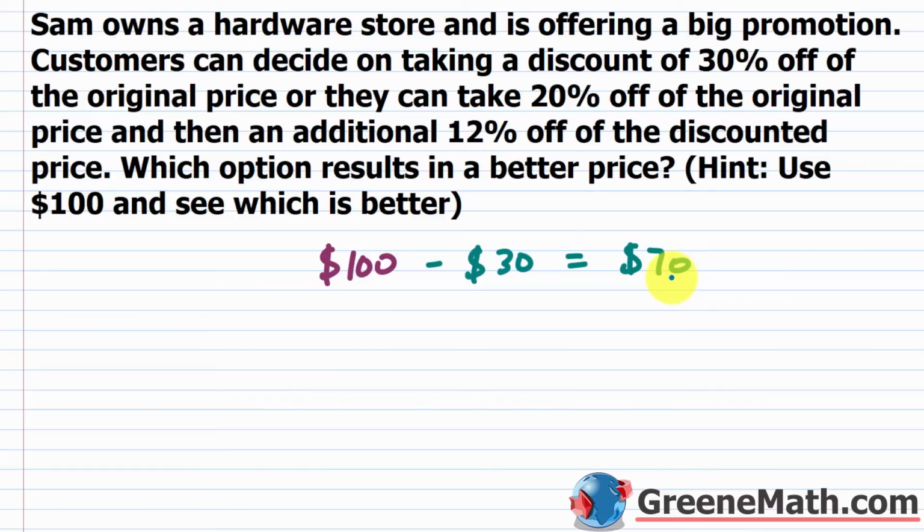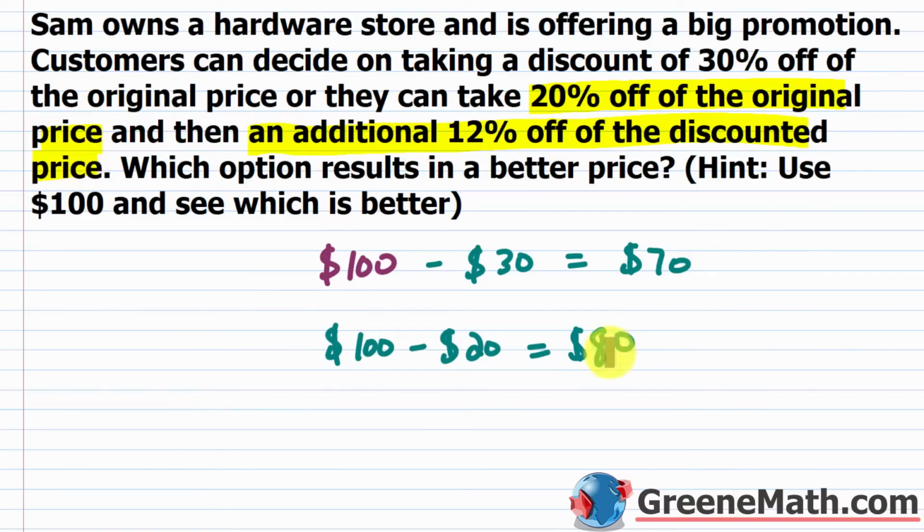That's very straightforward. With the second scenario, it's a little bit more tricky because you have 2 calculations to make. The first calculation, and it says it specifically right here, they're going to take 20% off of the original price. So what is 20% of 100? That's going to be 0.2 times 100, or 20. So now with the second scenario, you have $100 minus $20, which gives me $80. But at this point, I'm not done with the discounting process. It now tells me that we have an additional 12% off of the discounted price.